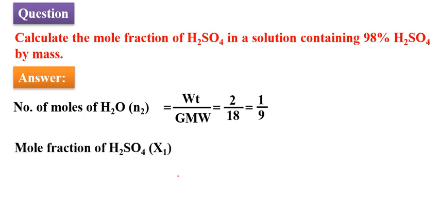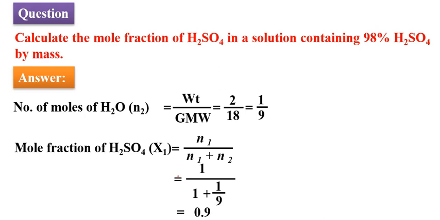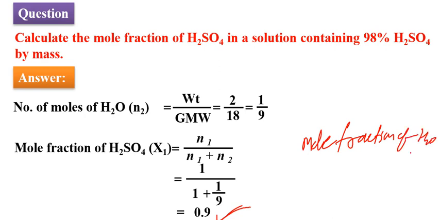Now mole fraction of H2SO4 means number of moles of H2SO4 by total number of moles of two components. Yes, 1 by (1 plus 1 by 9). Okay, if you do the multiplication and division, you will get it. 0.9 is the answer. Then mole fraction of H2O will be 0.1.